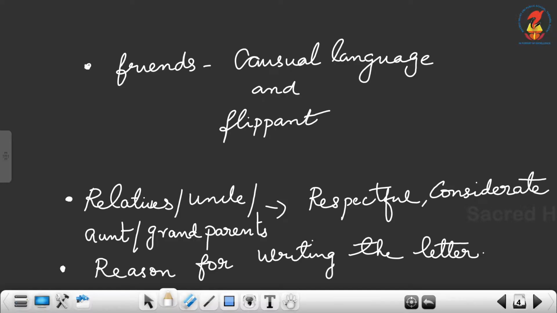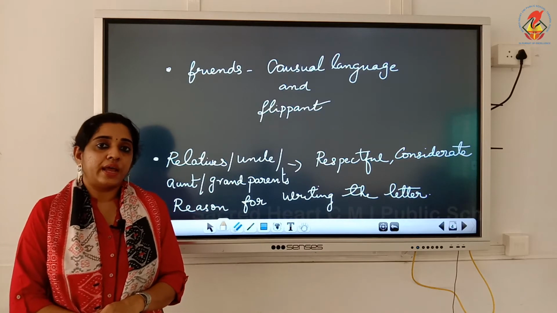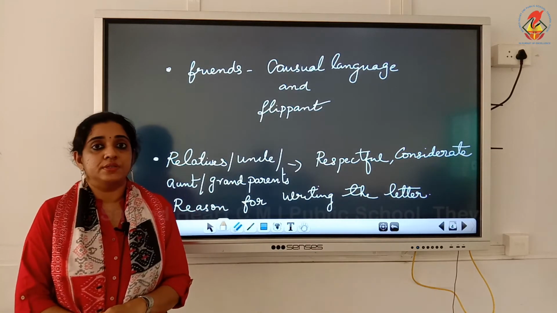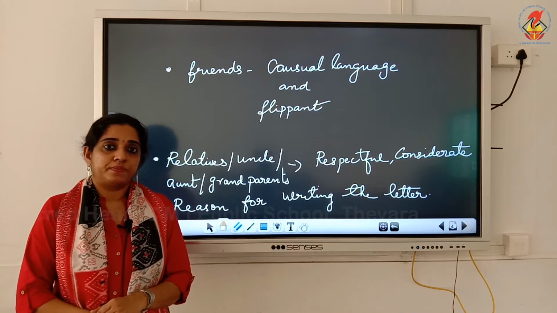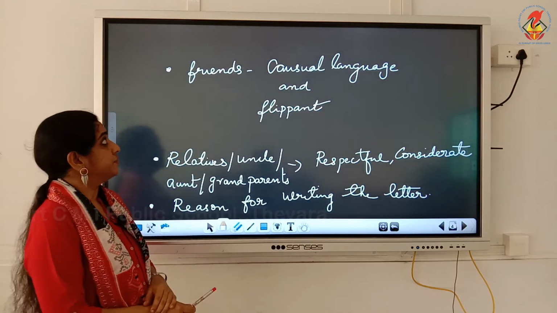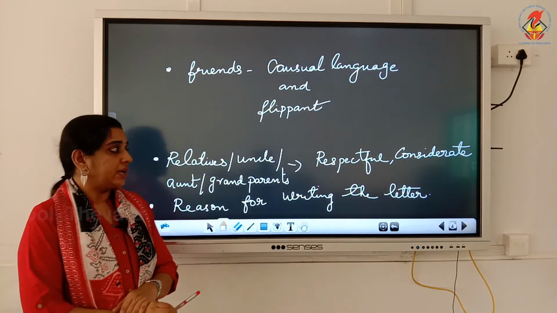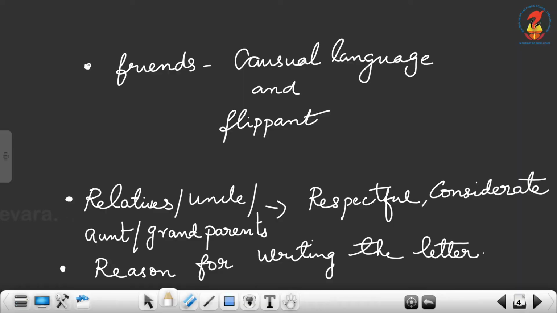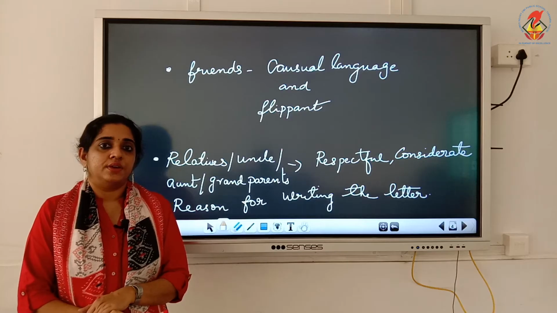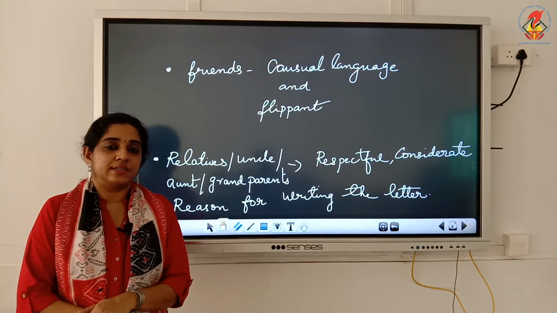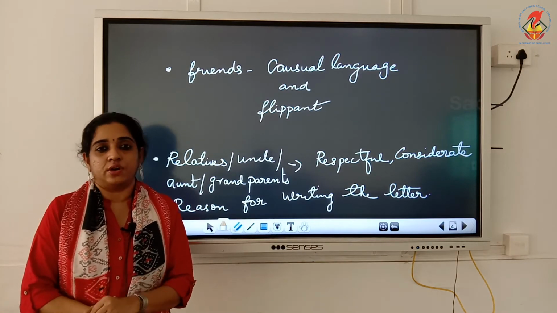Then, if you are writing a letter to your friends, what should be the language? The language is casual and flippant. Flippant means very close. With friends, you have to use casual language, and if you are writing a letter to relatives, uncles, aunts or grandparents, you have to be a bit respectful and considerate. When you are writing a letter to your elders, you have to be more respectful in tone.